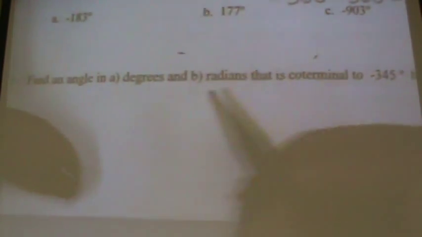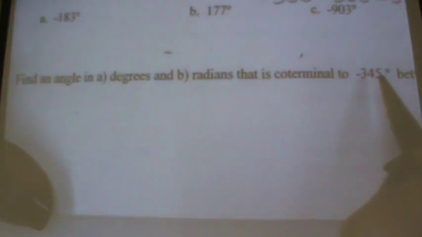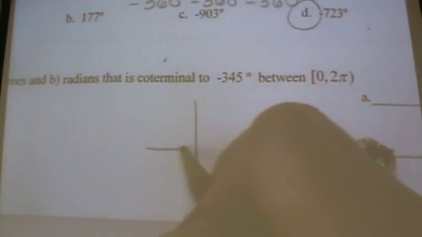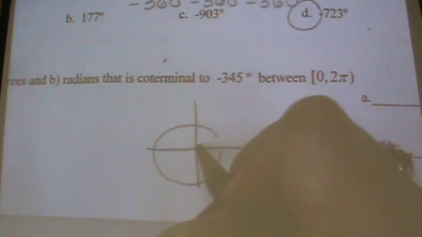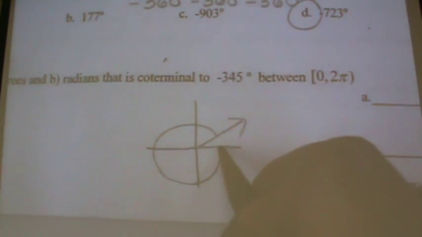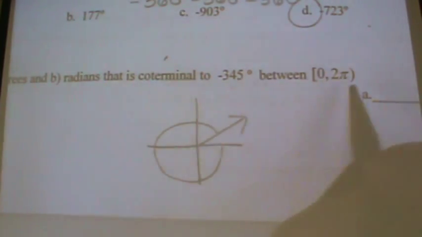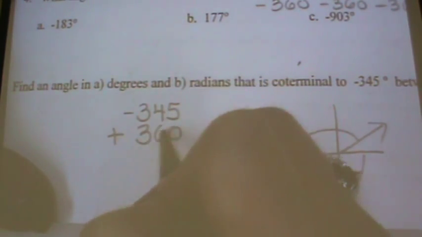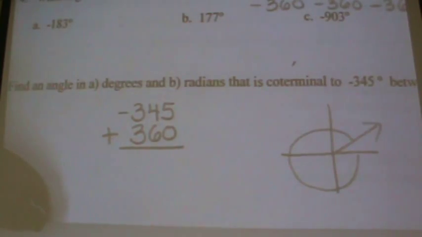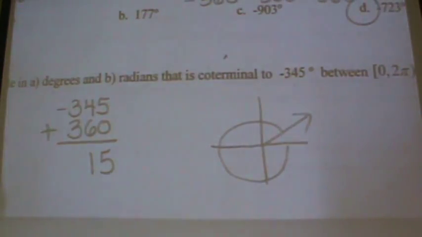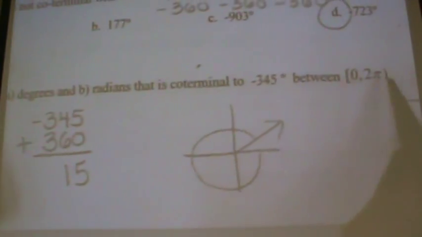Okay, I want this angle to be between 0 and 2 pi. Right now, it's going backwards. That's negative 345 degrees. So if I wanted a coterminal angle that's between 0 and 2 pi, you're going to take negative 345 and add 360 degrees to that. You're going to get 15 degrees. So 15 degrees is definitely between 0 and 2 pi.